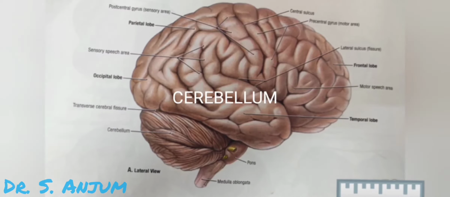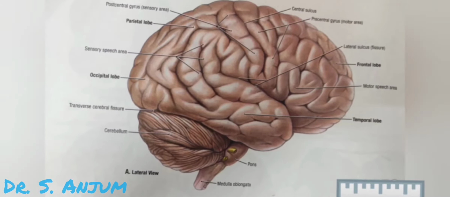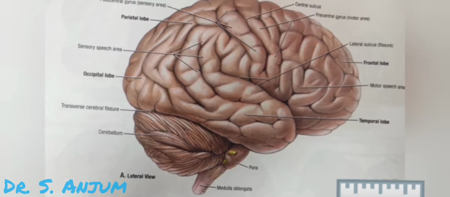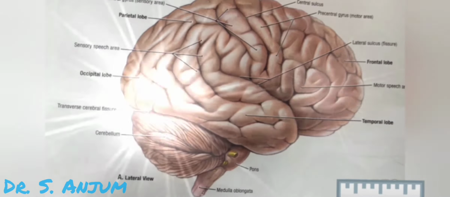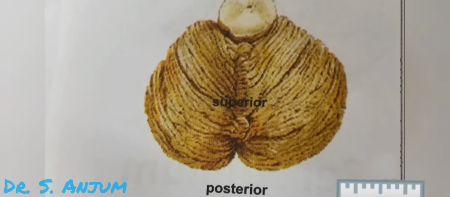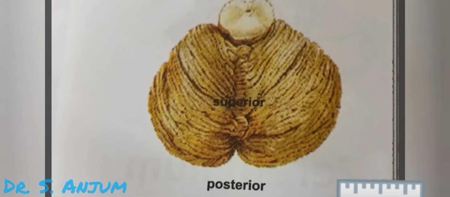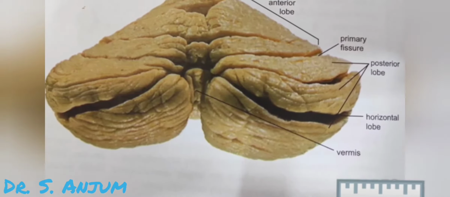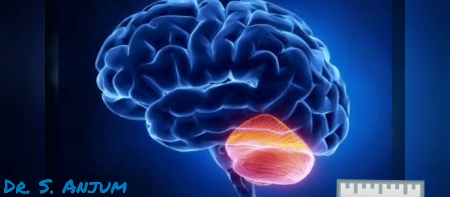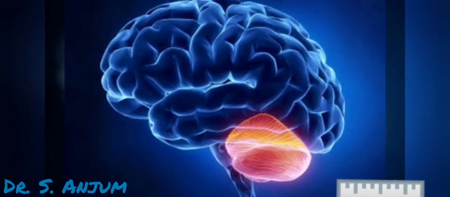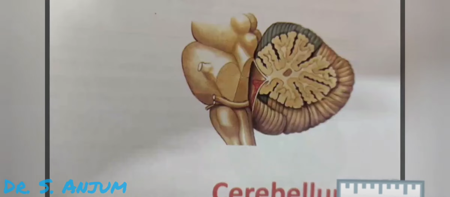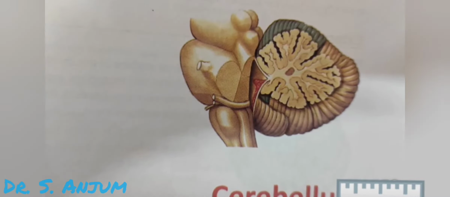Cerebellum is derived from the dorsal part of the metencephalon. It is situated in the posterior cranial fossa behind the pons and medulla. It is separated from the posterior part of the inferior surface of the cerebral hemisphere by the tentorium cerebelli. It accounts for only 10% of total brain volume. Cerebellum is mainly concerned with the control and maintenance of body posture and equilibrium.